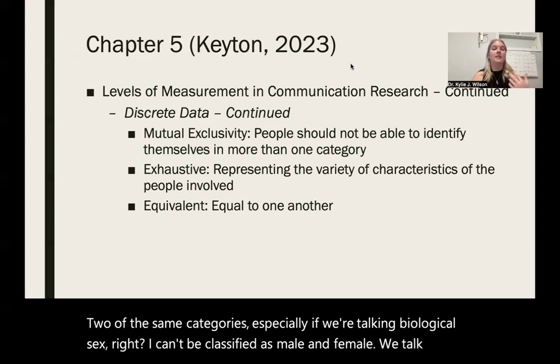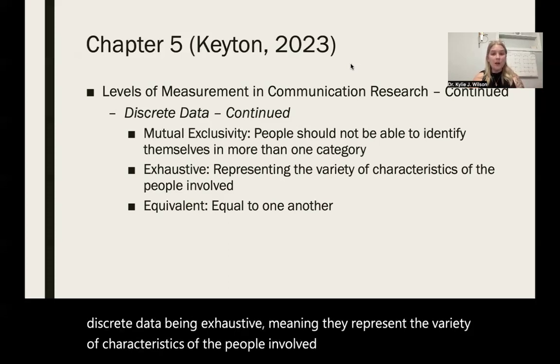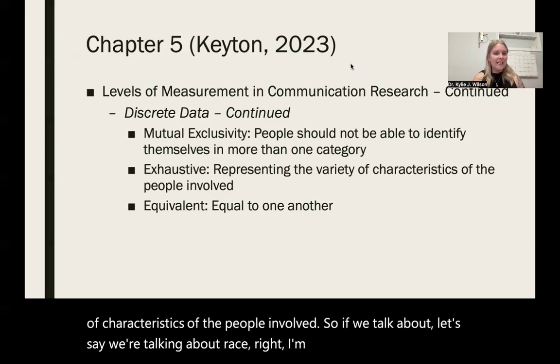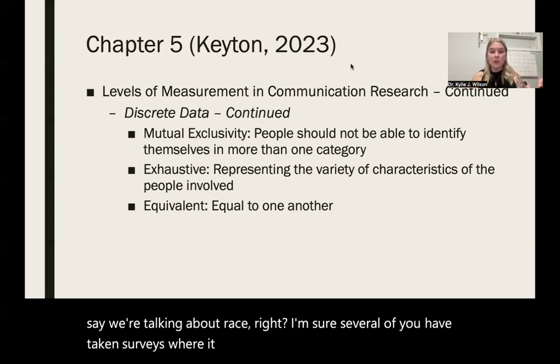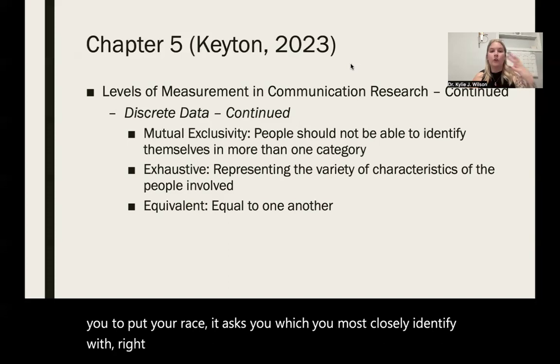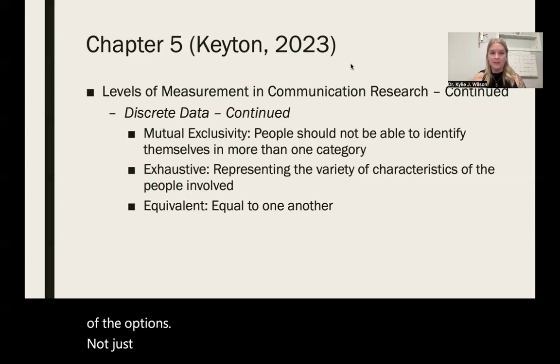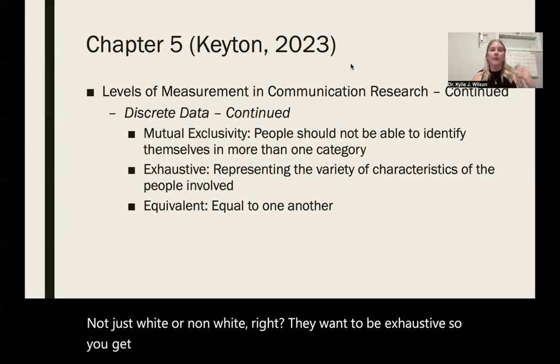We talk about discrete data being exhaustive, meaning they represent the variety of characteristics of the people involved. So let's say we're talking about race, right? I'm sure several of you have taken surveys or done something for a job where it asks you to put your race. It asks you which you most closely identify with, right? That's exhaustive because they're trying to give you all of the options, not just white or non-white, right? They want to be exhaustive. So you get to answer based on your actual racial identity.